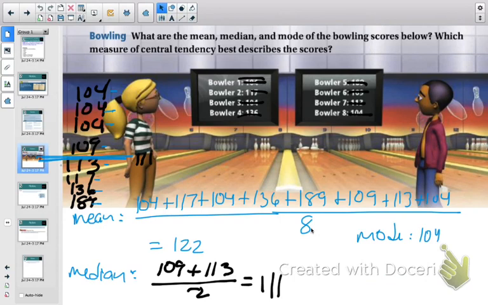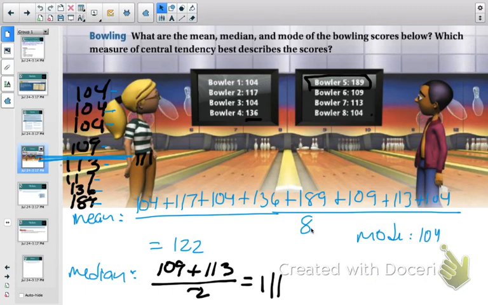So looking at this, which would be the best to use in this case? Well, you have to ask yourself, is there any outliers? If you look, the most likely one that would be an outlier is the 189, because that is quite a bit higher than the rest of them. The rest of them are pretty close to 110-ish. The 136 has a pretty high score also compared to the rest of them, but 189 is quite high.